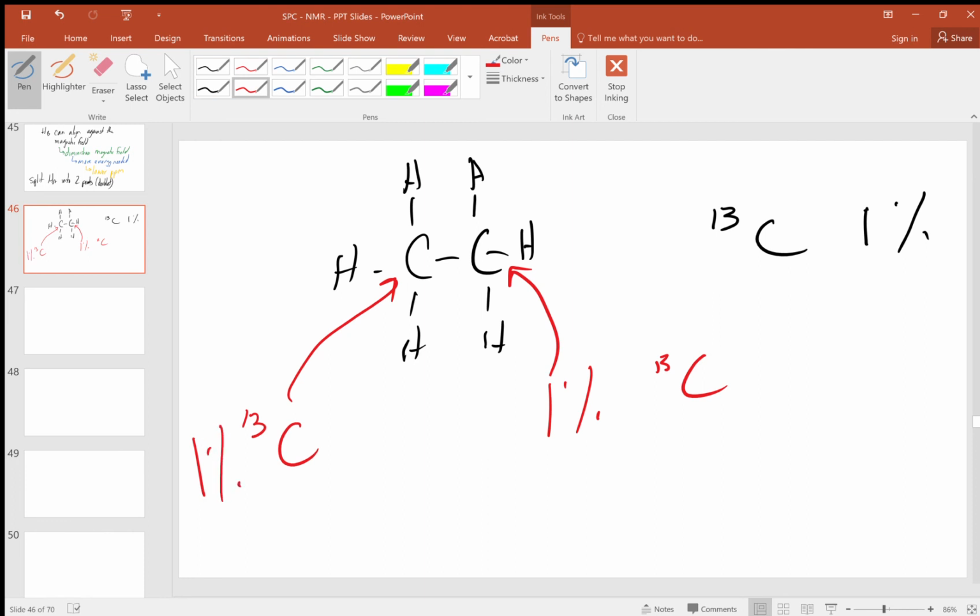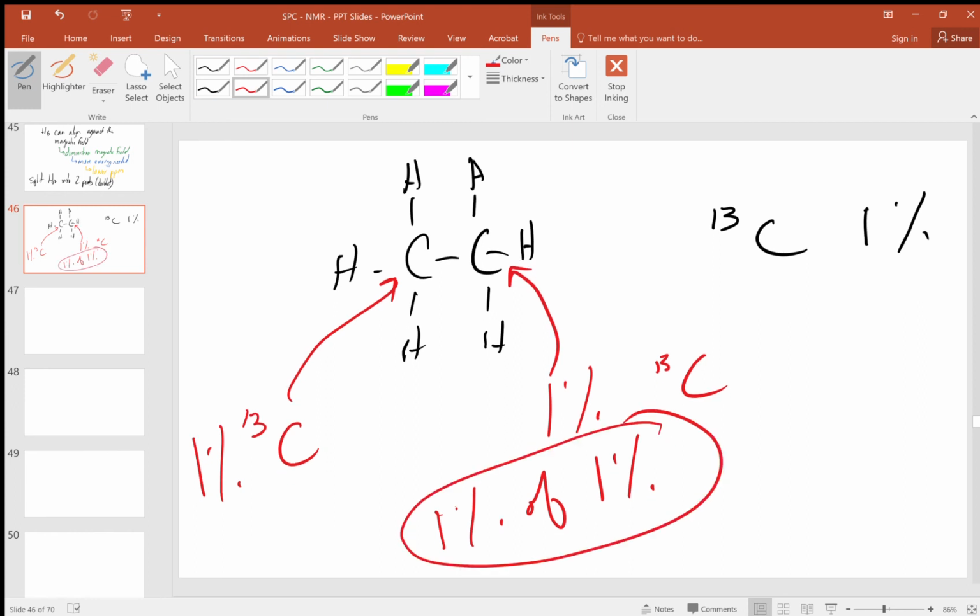How often do we get both of them as C13s? Well, statistically, it would basically be 1% of 1%. Or in other words, it's extremely rare, because that would take us to 1 in 10,000 molecules having two C13s next to each other. So it's not that this type of issue can't arise in carbon-13. It's just so exceedingly rare we don't have to worry about it.